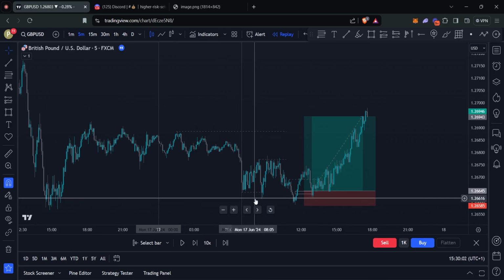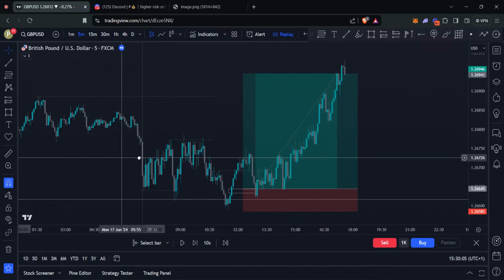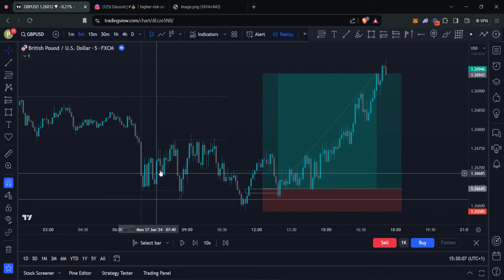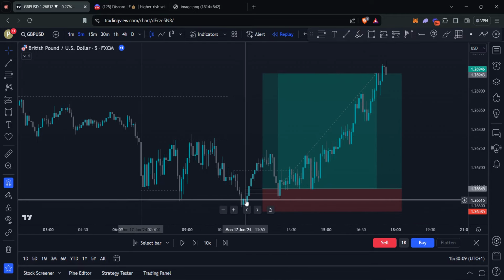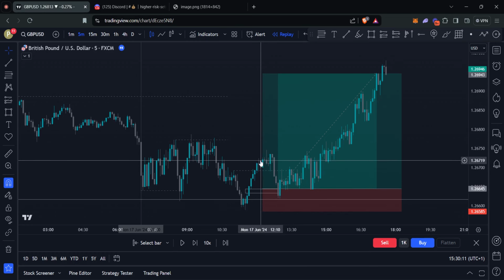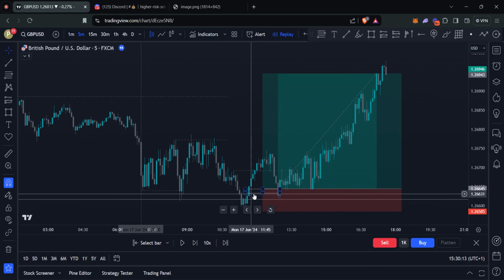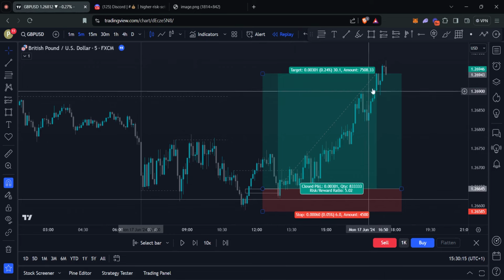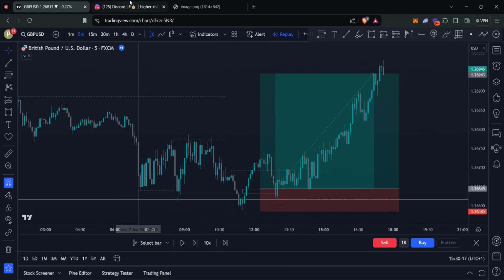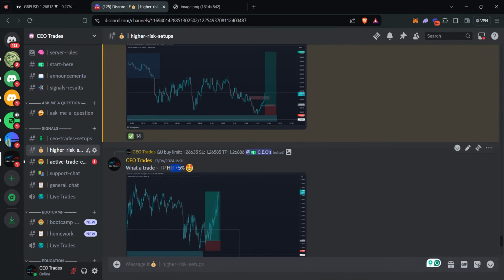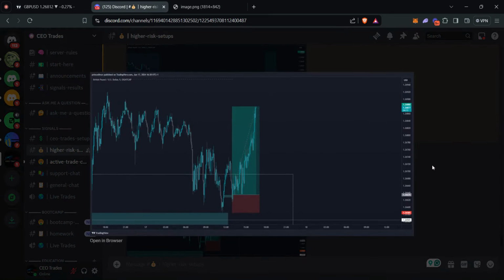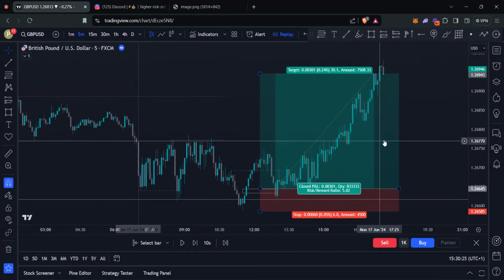It then swept, came down, tapped into that order block, gave us more inducement, more liquidity, which it then swept, finally gave us that market structure shift, beautiful entry at the fair value gap, and then a straight run to take profit. Absolutely beautiful 1 to 5 risk to reward, as we can see, hit nice and beautifully for myself and everyone in the Discord.